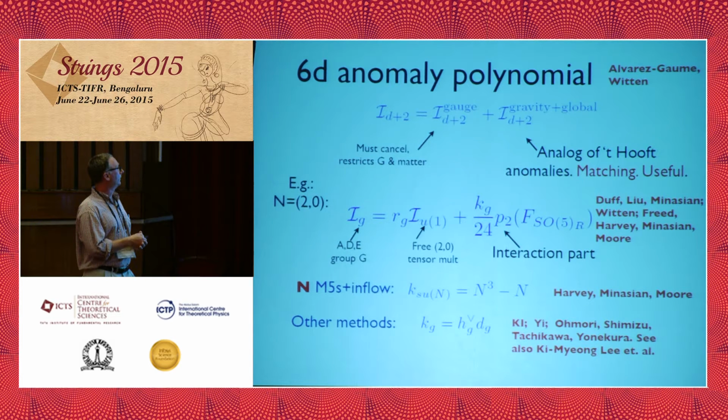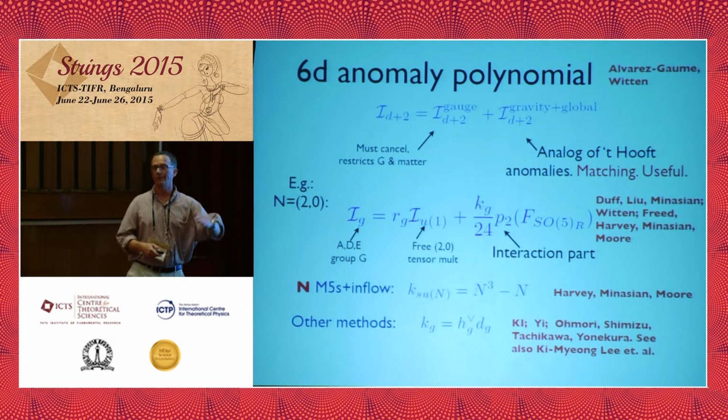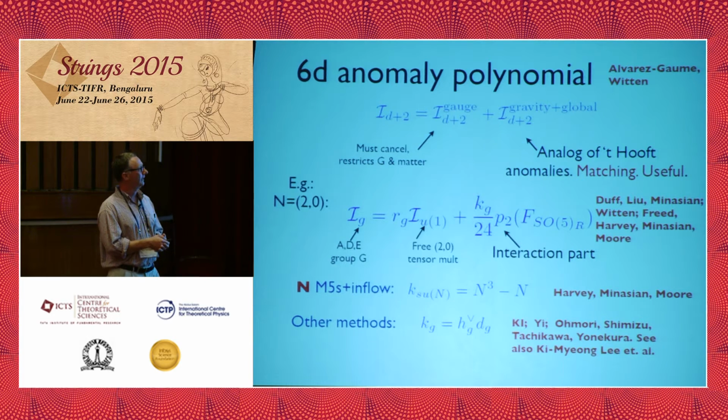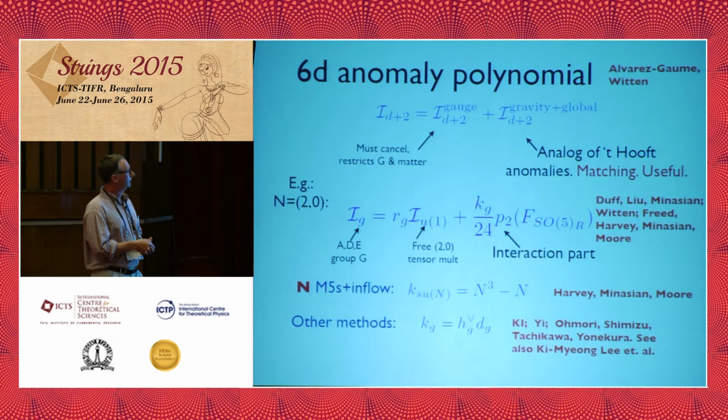So just to give an example, if we look at the 2-0 theory, then we can label its anomaly polynomial by the ADE group G. It has one piece, where r(G) is the rank of the ADE group, and this is basically a free piece. This is exactly what you would have if you went on the Coulomb branch and just had r free tensor multiplets. And then there's another piece which is an interacting piece, which in this case involves the second Pontryagin density of the SO(5) R symmetry with some coefficient k(G). And this k(G) was calculated a long time ago by Harvey, Minasian, and Moore to be n cubed minus n.